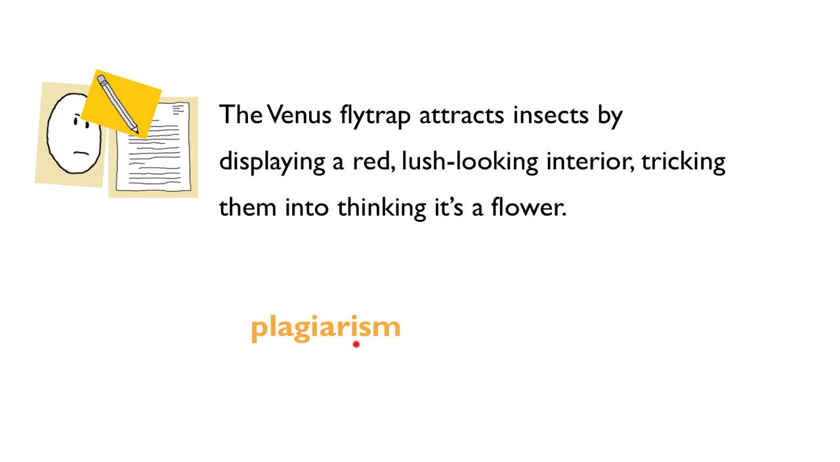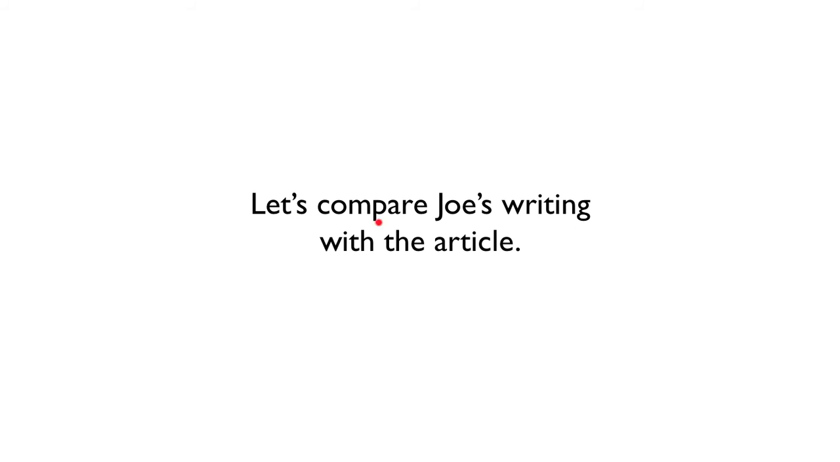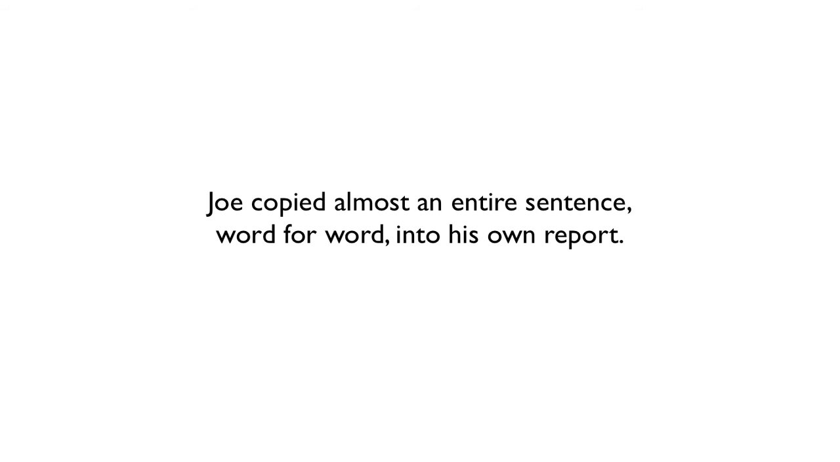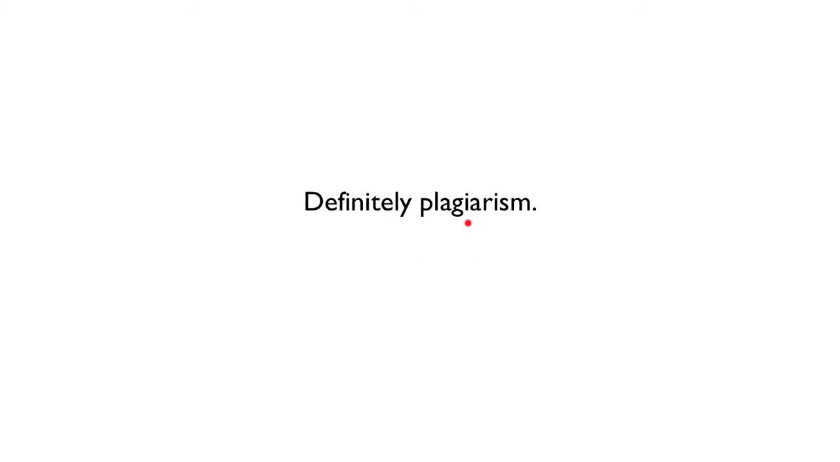It is plagiarism. Let's compare Joe's writing with the article. Everything here in yellow is identical to everything here in yellow. This is what Joe wrote. This is what the article had. The only difference is Joe said the Venus flytrap and the article said first they. Joe copied almost an entire sentence, word for word, into his own report. Definitely plagiarism.